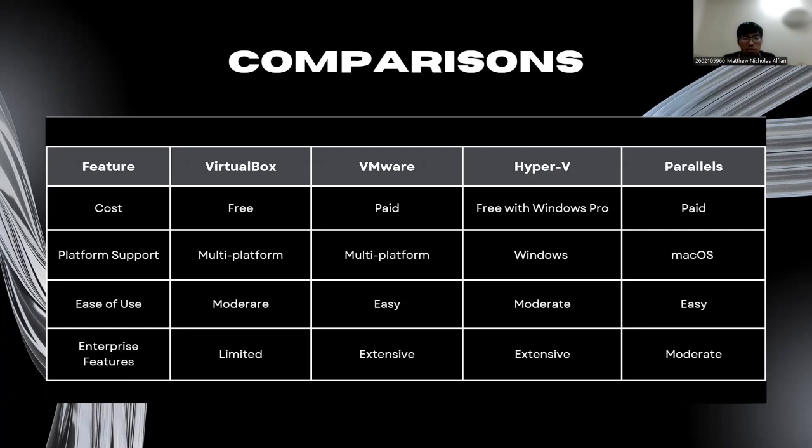And we have the enterprise features. VirtualBox is limited. VMware has extensive features for enterprise usage. Hyper-V has extensive enterprise features, and Parallels has moderate enterprise features.